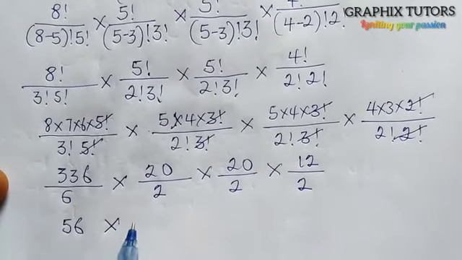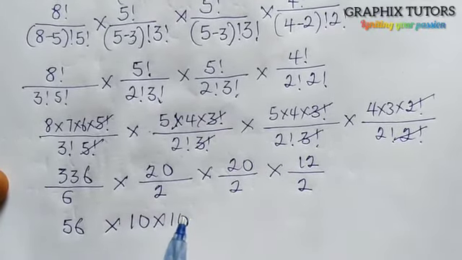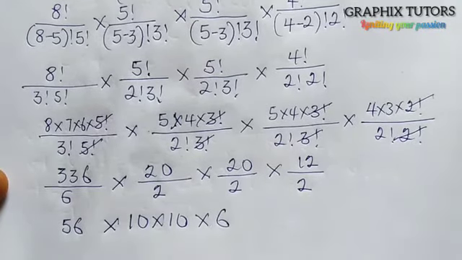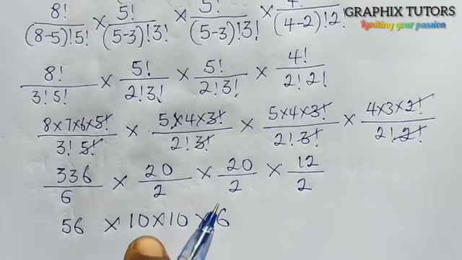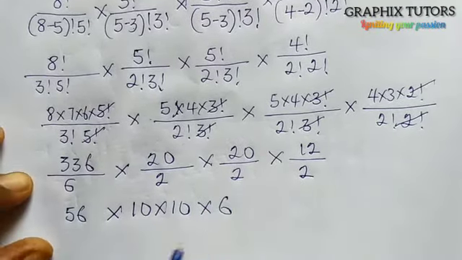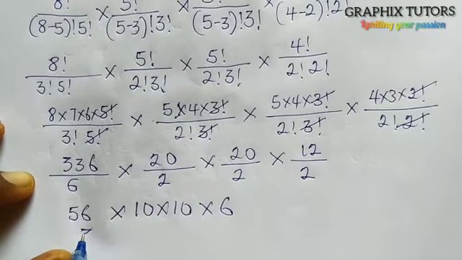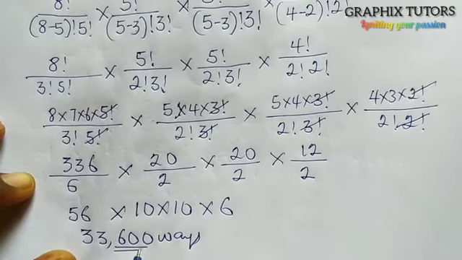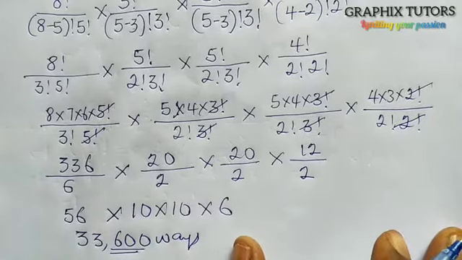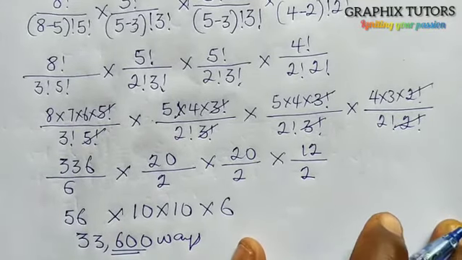Multiplied by 2, divided by 20 is 10, times 10, times what? Times 6. So 56 times 10 times 10 times 6, and that will give us 33,600. So we say without any restriction, we're having 33,600 ways. That's for the question Roman figure 1.